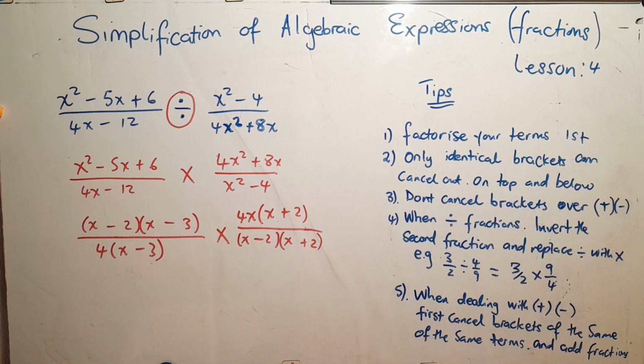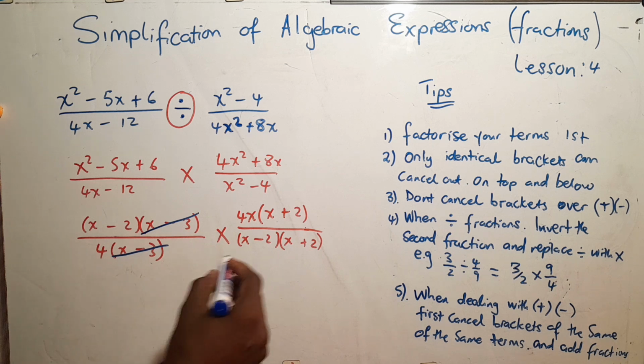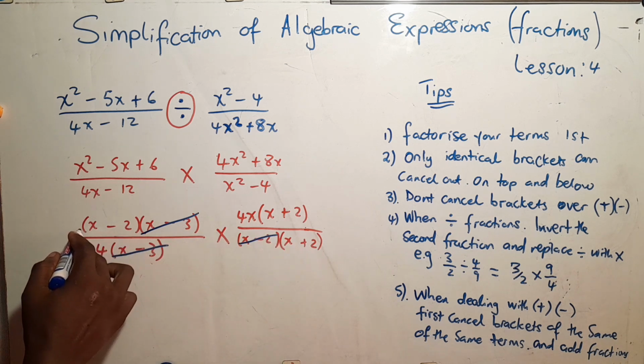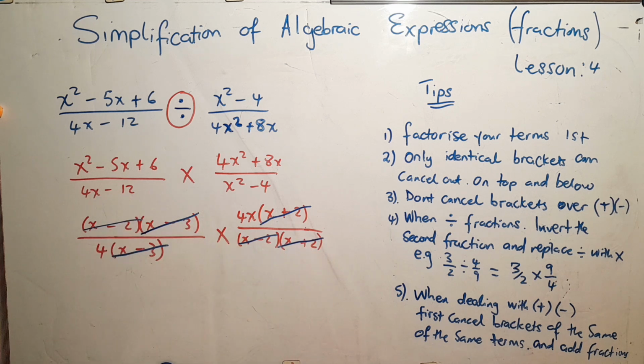So now let's check which brackets cancel each other. So x minus 3 will cancel out x minus 3, and x minus 2 will cancel out x minus 2, and x plus 2 will cancel out x plus 2.